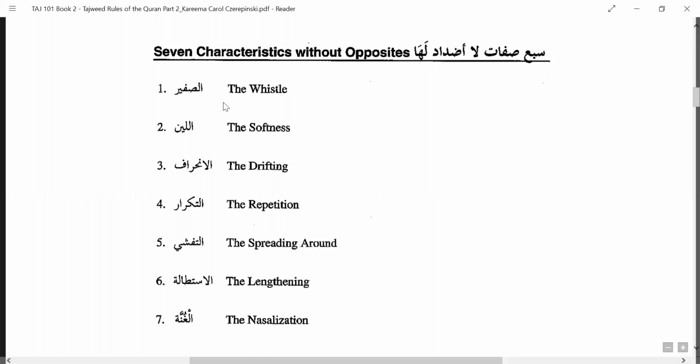One is Safir. It's like a whistling sound. Inshallah, we will see details and the alphabets that have this. Then Al-Lin, which is softness. Al-Inhiraf, drifting. At-Takrar, repetition. At-Tafashi, spreading around. Al-Istitala, lengthening. Al-Ghunna, nasalization.